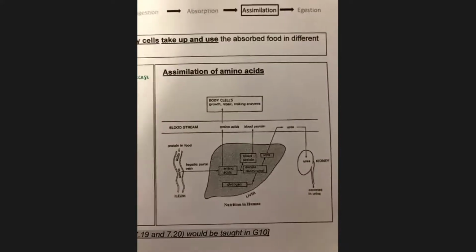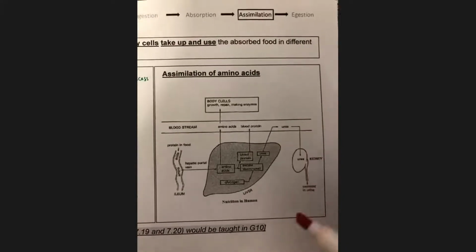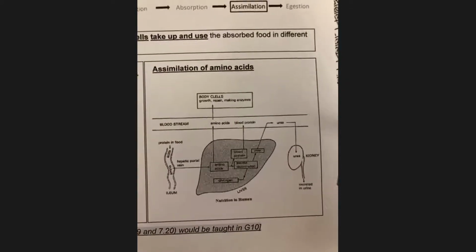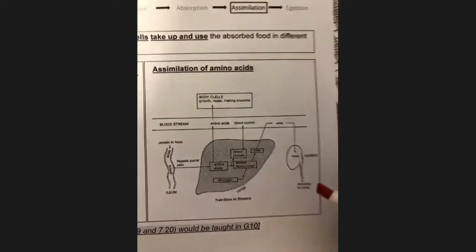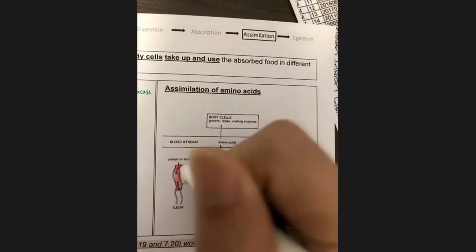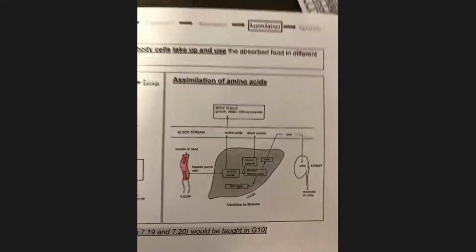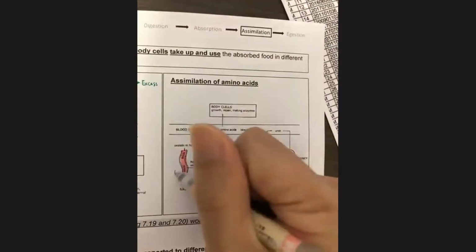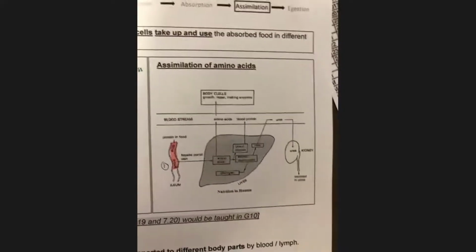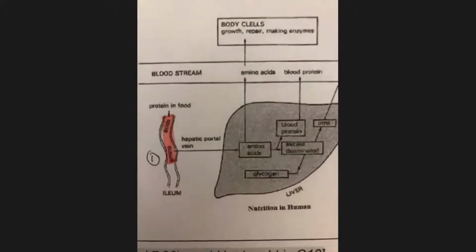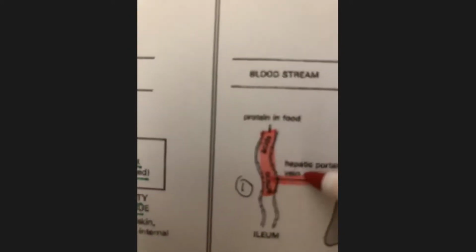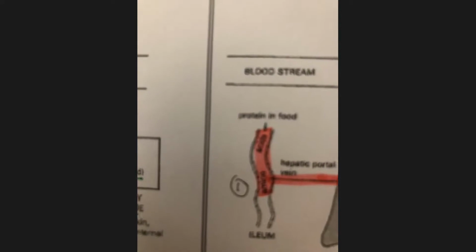So we go back to this picture in the notes. We highlight in red the process by which amino acids are transported to body cells and used. The picture starts here, right? These are the amino acids in your food. So the proteins are digested, become amino acids, and now they are in the small intestine. They are then absorbed and transported to the liver.